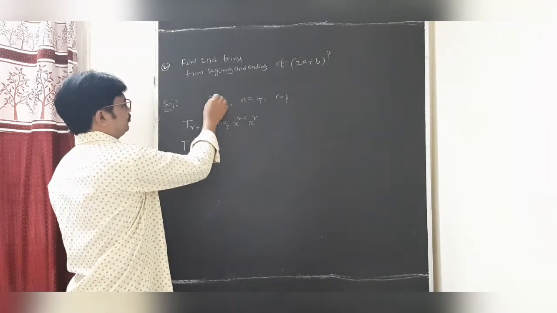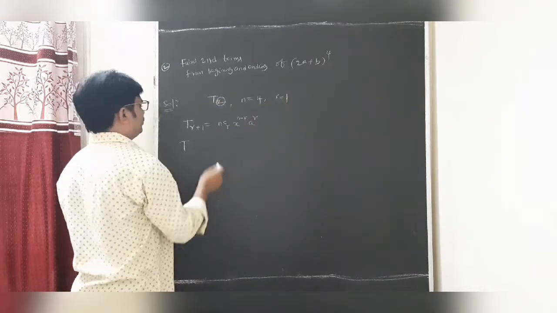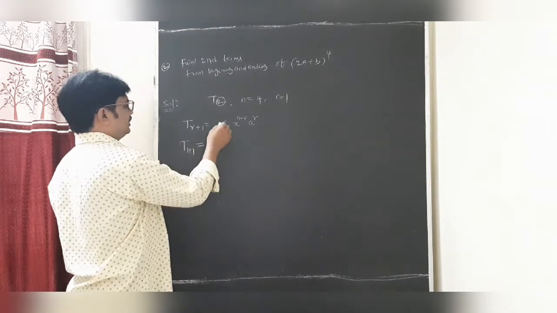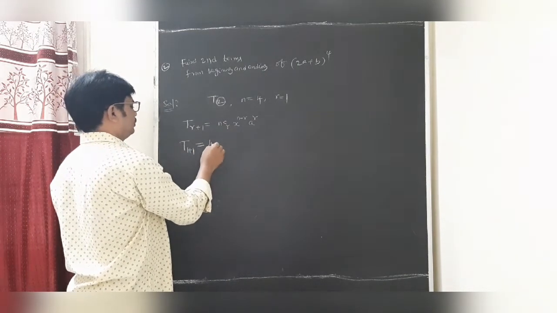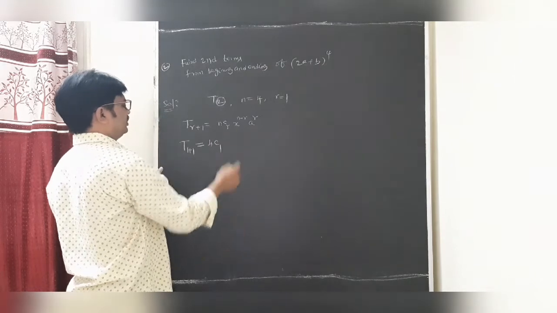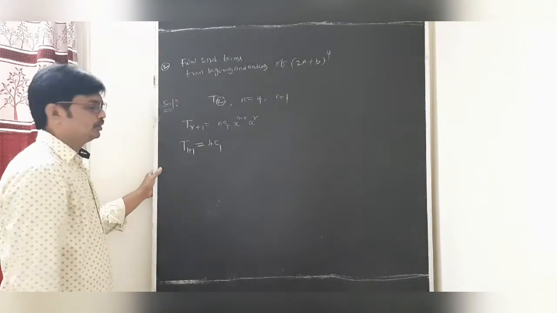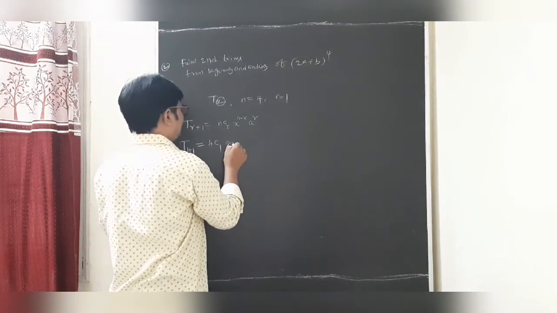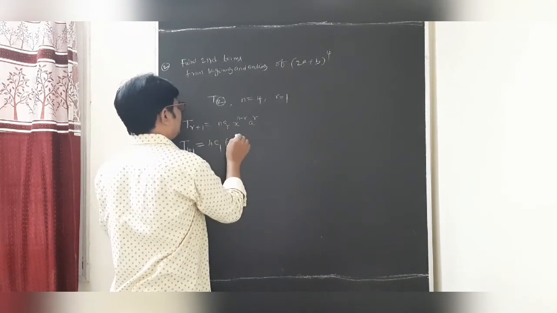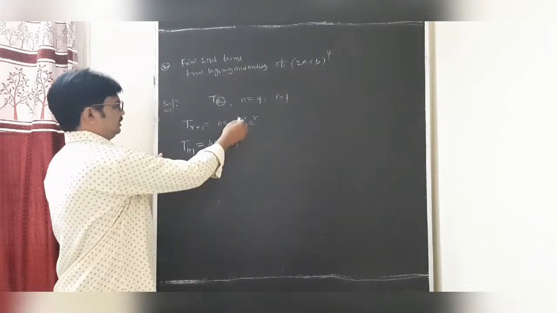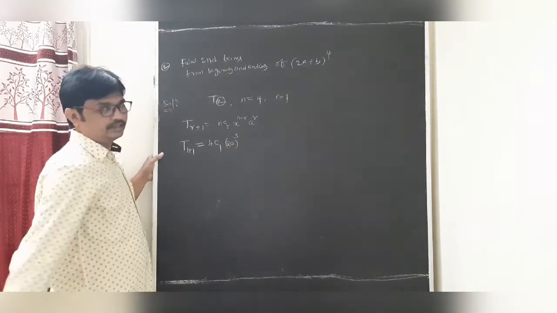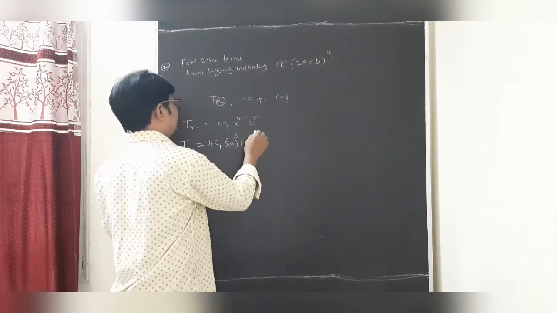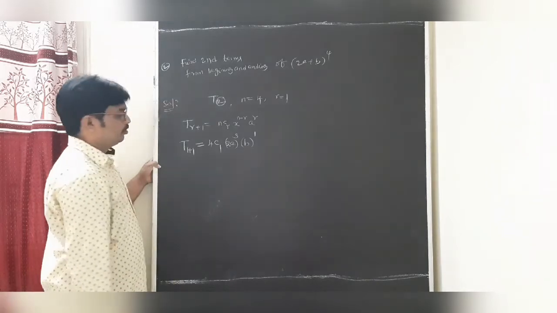When we find T2, r will be 1. So 1 plus 1, n is 4, and that is x^(n-r). The first term is 2a, and 4 minus 1 is 3, that is n minus r. After that, b, and b power r is b^1. Is it clear, students? How can you write this?